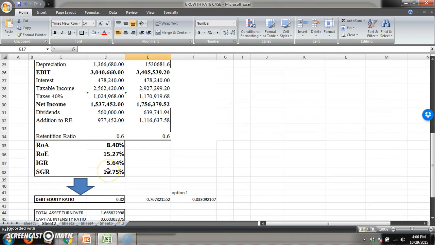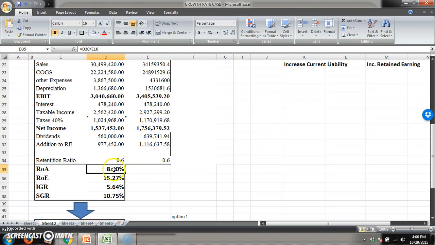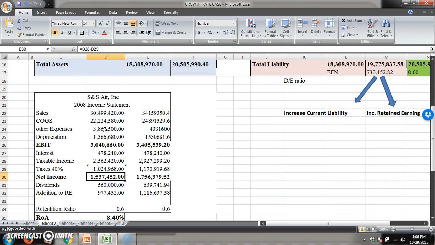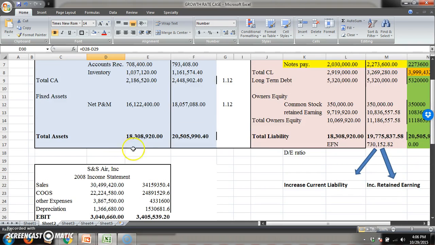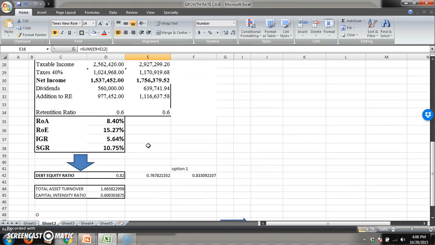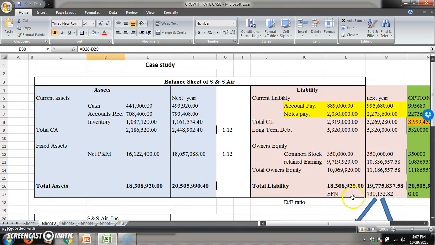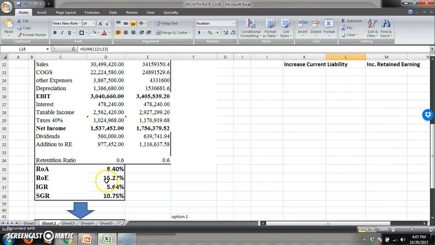Now, for the current year, we can calculate that ROA, which is return on assets, is nothing but net income upon the total assets, that is 18,308, which comes out to be around 8.84%. Similarly, return on equity is net income upon the total owner's equity, which comes out to be 15.27%.